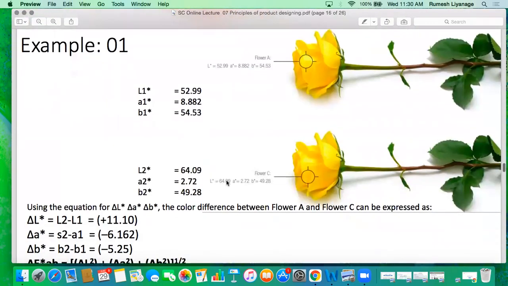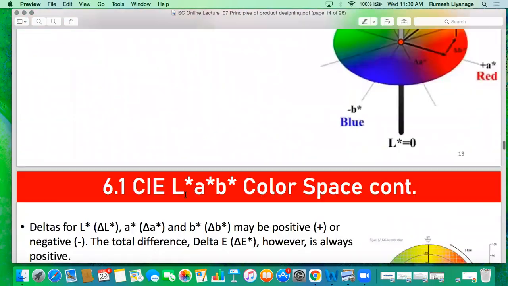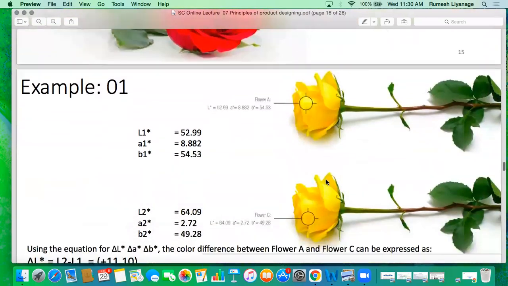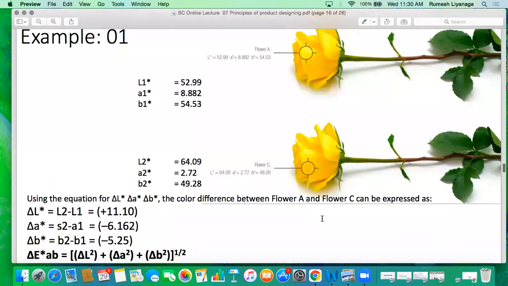So again you can see two roses, almost similar, but you can see the color LAB values, right? Here 54, here 64. It means this is lighter. A is 8, here A is 2, here B is 54, B is 49. B 49 means B is reduced, so the yellow color has been reduced. Then how to calculate delta E?